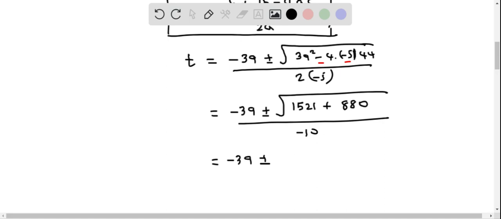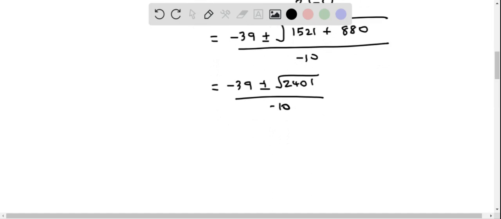1521 plus 880 is 2401, divided by negative 10. Now let's find the square root of 2401. So this is equal to 49. So therefore this becomes negative 39 plus minus 49 by 10.